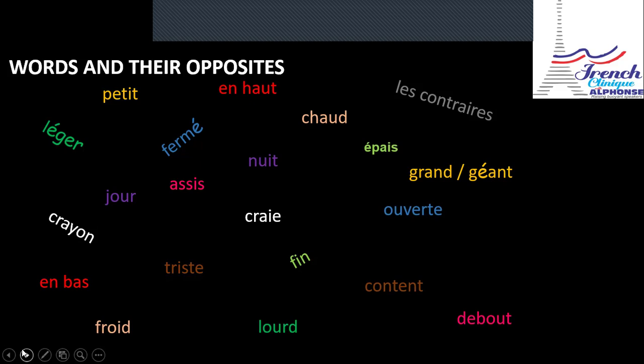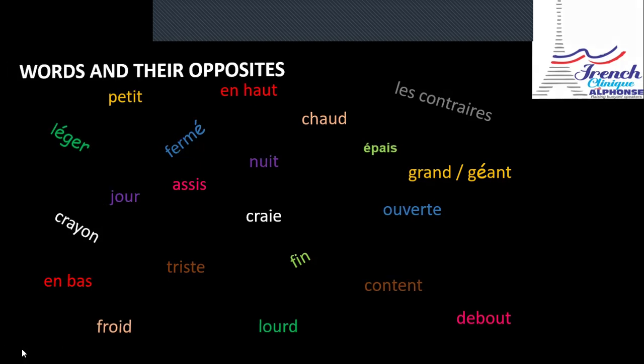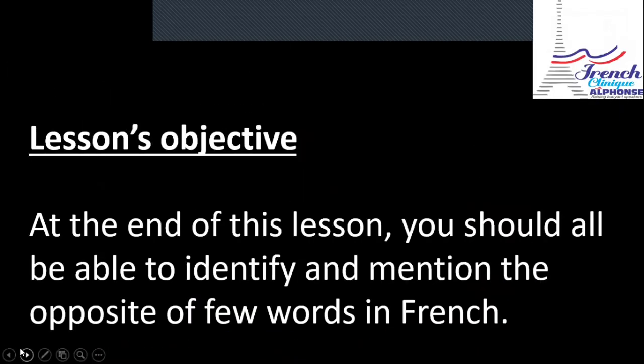Let's quickly look at our objective for this lesson before we commence the lesson proper. Okay? What will be the learning objective for today? At the end of the session, you should be able to identify and mention opposites of a few words in French. If possible, make a few simple sentences with them in French. So let's proceed and see how far we can go today.